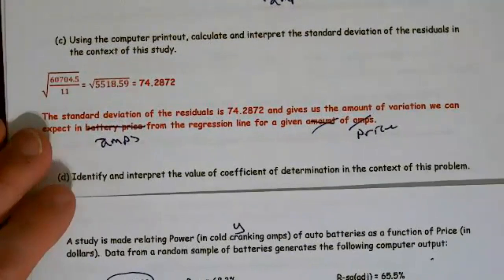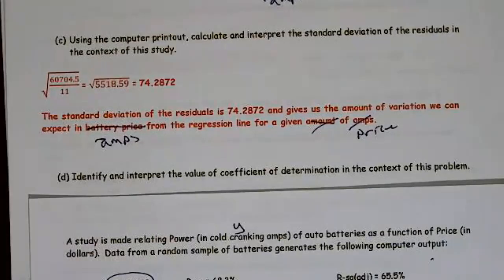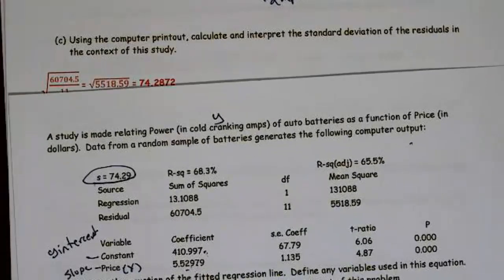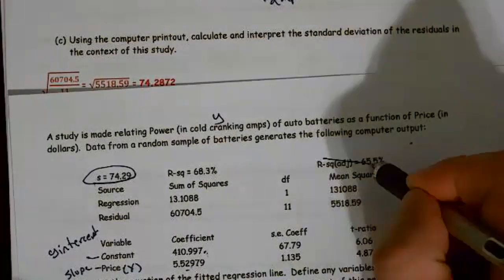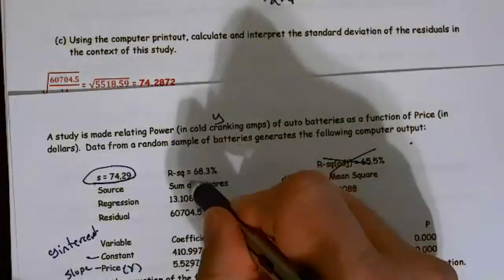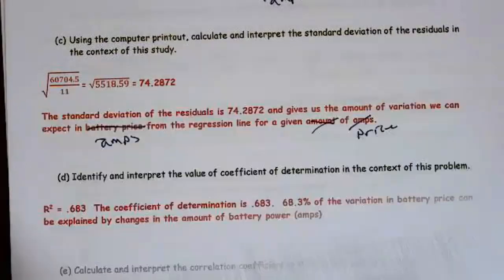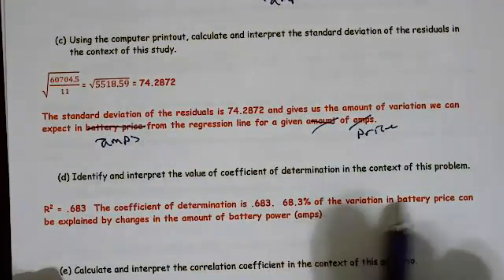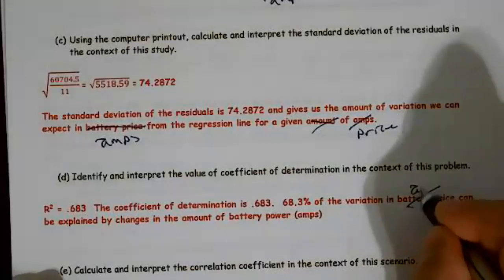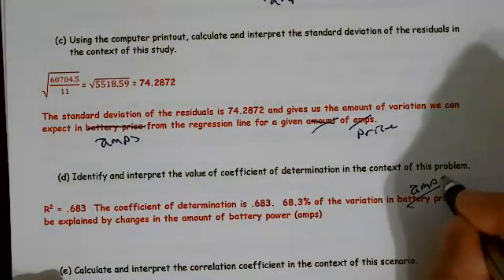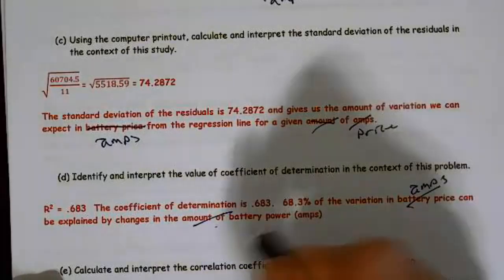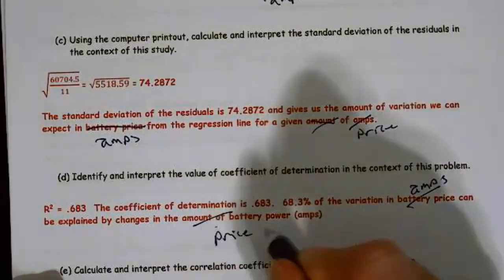Identify and interpret the value of the coefficient of determination in the context of this problem. Well, usually they will give us two. They'll give us the R squared adjusted, which we'll not use, and we'll use this. All right. So 68.3% is it. The variation in amps can be explained by changes in the price of the battery.